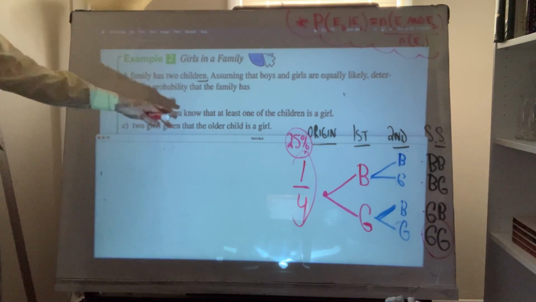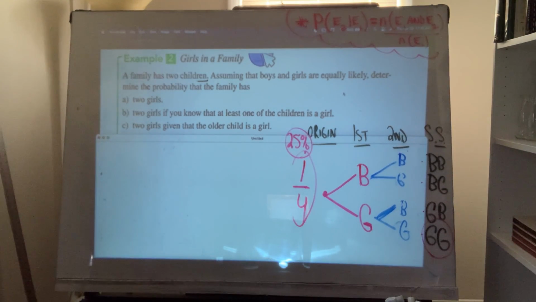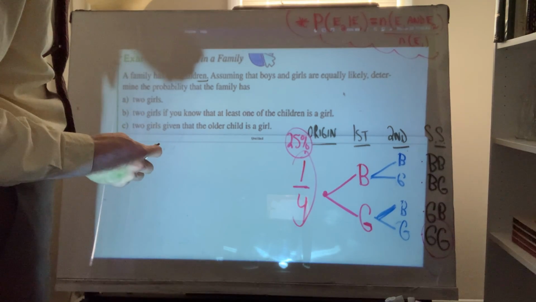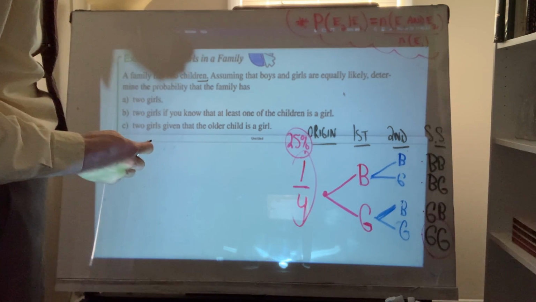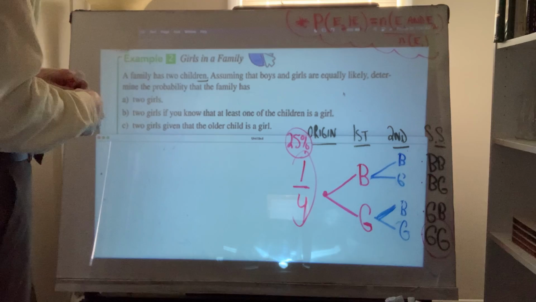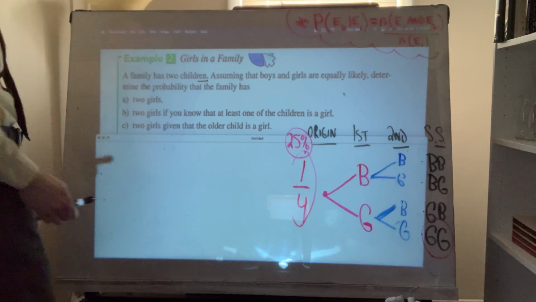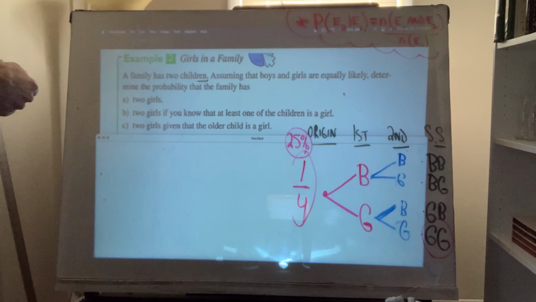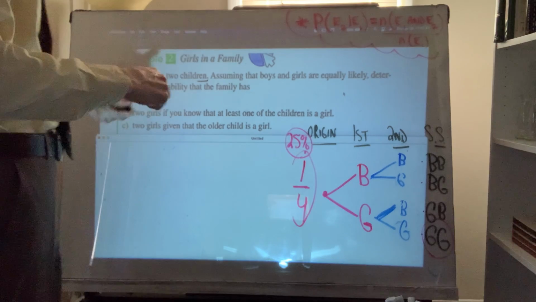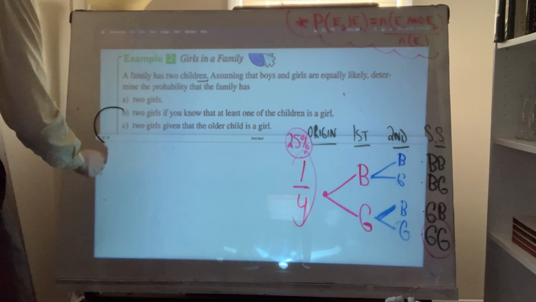Anyhow, two girls, if you know that at least one of the children is a girl. How to rephrase that? Let's see. You could kind of use the formula that we have established here. Notice I didn't use the words "given that," because I don't want to overcomplicate it if it isn't necessary, but let's go with this. I'm going to rephrase this in a formula.